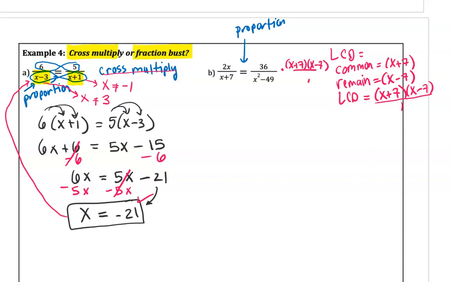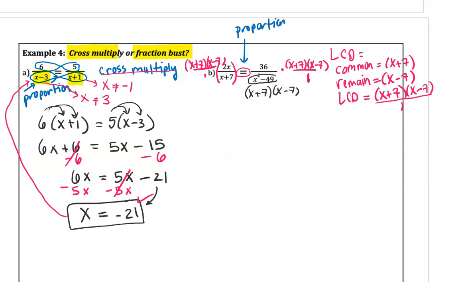So on this side, I multiply by x plus 7 times x minus 7, and then I do the same thing over here over 1. And that's why I'm allowed to do it, because I can multiply whatever I want as long as I do that to both sides of the equal sign. So I notice on the right side, now remember we had factored that earlier to say x plus 7, x minus 7. So that's what this equals.